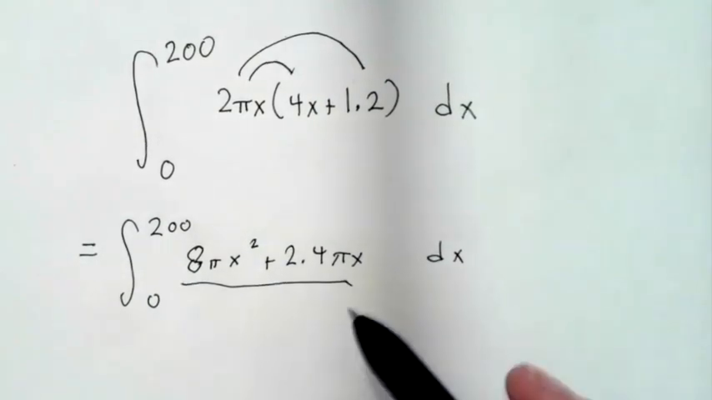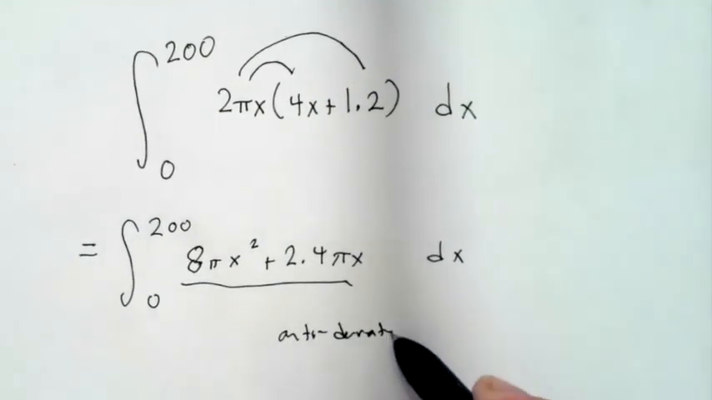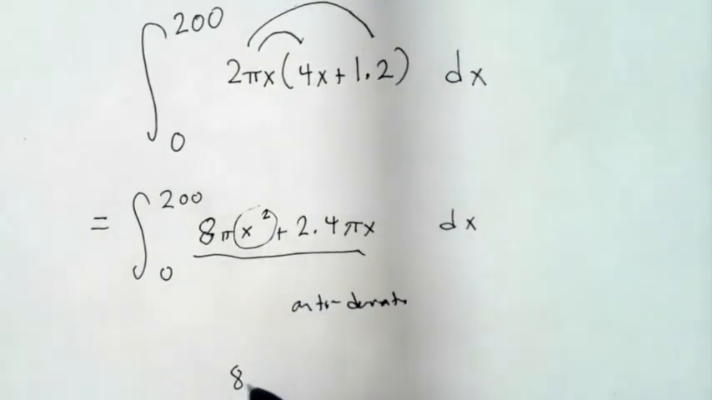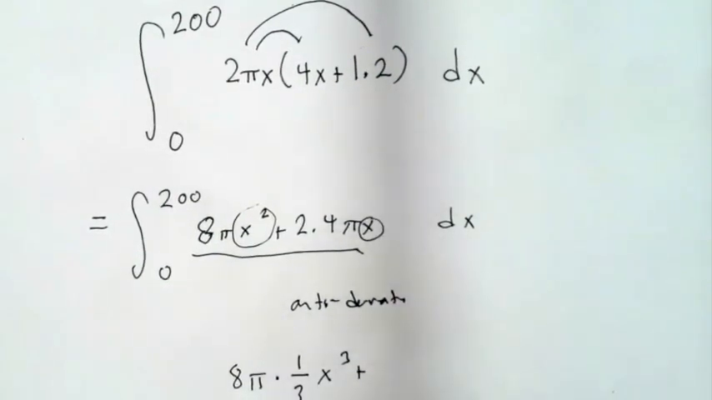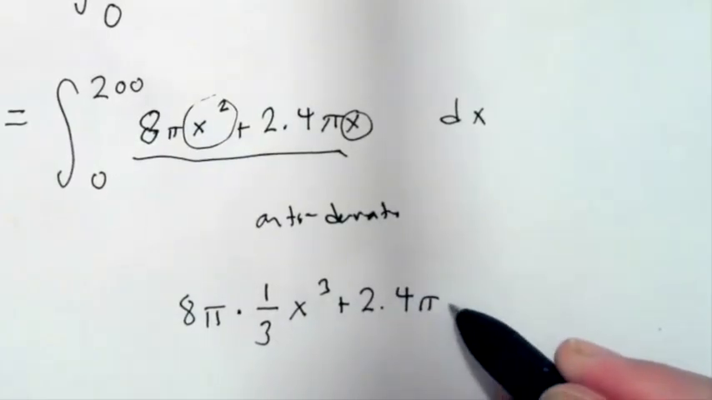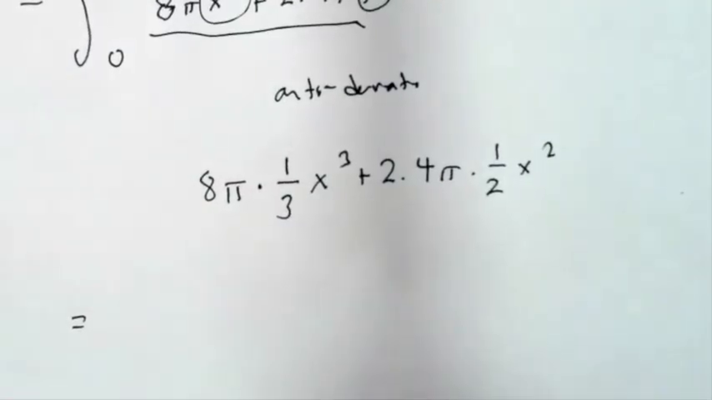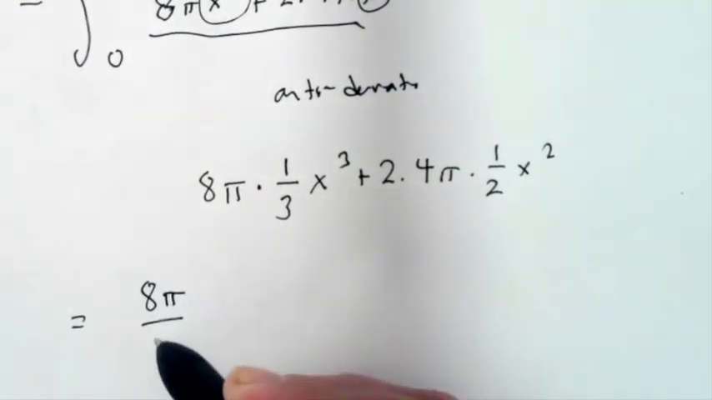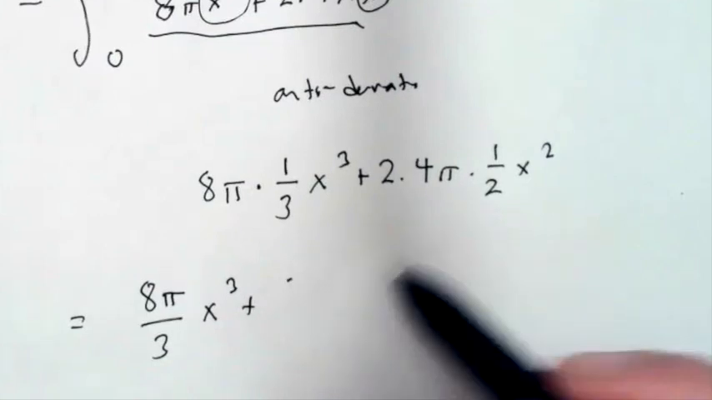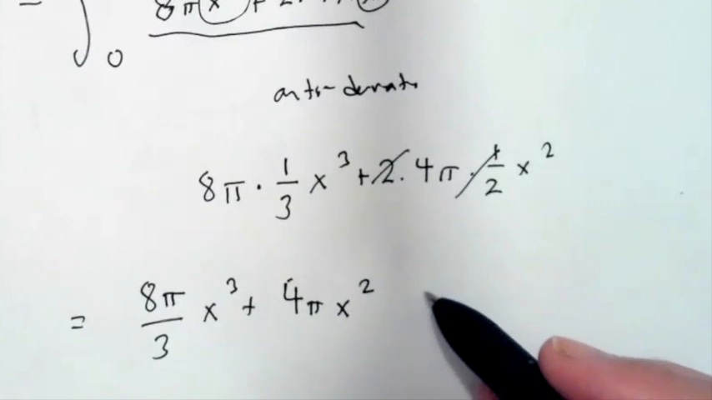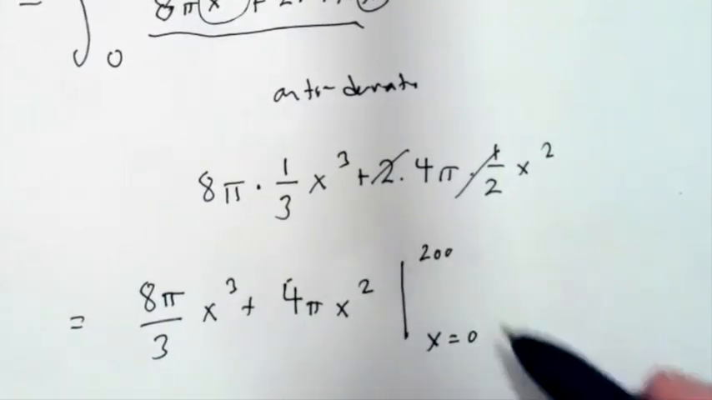So as usual, we need an antiderivative of this, and if we look at the x squared, we know that antiderivative could be 1/3 x cubed. So I'm going to have 8 pi times 1/3 x cubed, and the x could be 1/2 x squared. So this becomes 2.4 times pi times 1/2 x squared. And so this is going to be evaluated between 200 and 0 and subtracted. So this is 8 pi over 3 times x cubed plus the 2 and the 1/2 cancel and give me 4 pi x squared. And I'm going to evaluate that at x equals 0, x equals 200, and subtract.